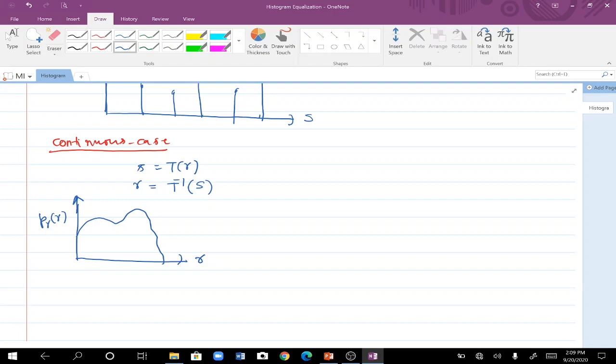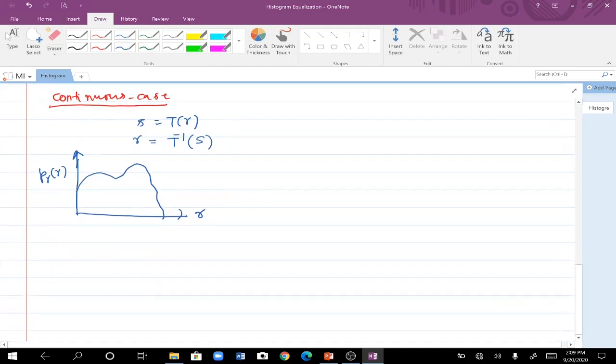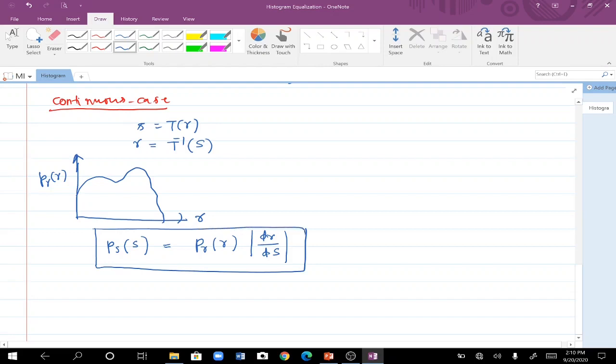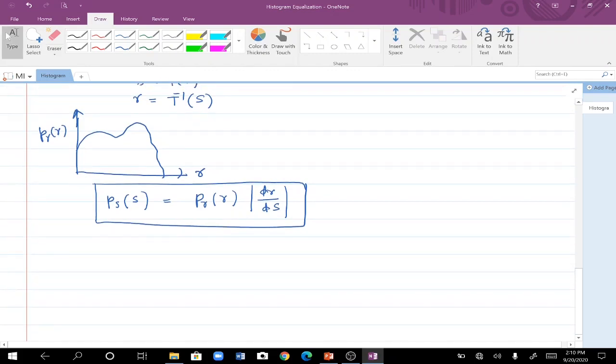From basic probability theory, what we could say now about the probability density function of the new random variable s is that it is equal to the probability density function of r multiplied by the absolute value of dr by ds. This is the basic result. These two are related, one is obtained from the other, and there is this inverse relation existing between them. This is how the probability density functions of random variable r and the transformed variable s are related.